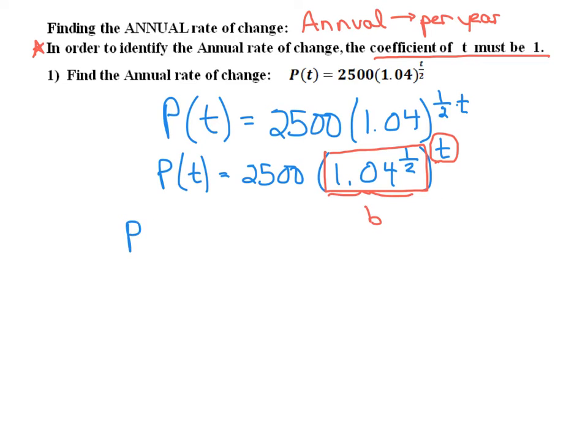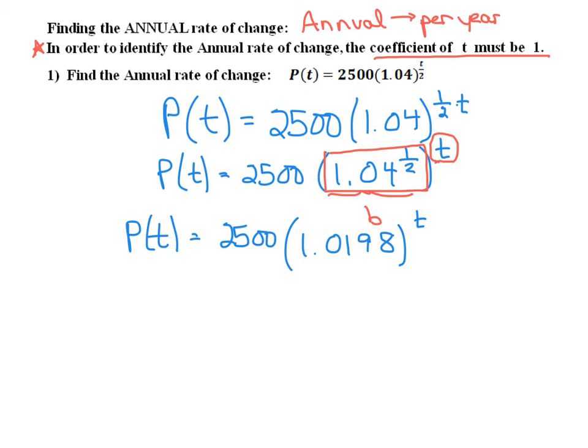So P of t is equal to 2,500 stays. Now on my calculator, I'm just using the caret key, so I'm doing 1.04 raised to the 1/2. When I do that, I get this new decimal, and yes, it kind of goes on, but I'm going to write down the first few digits, 1.0198. That's going to be raised to that t that I saw on the line above.